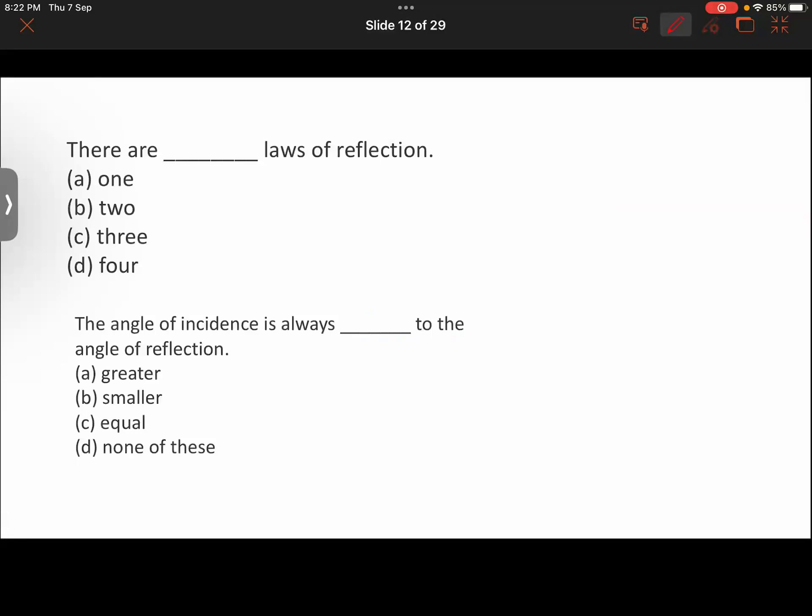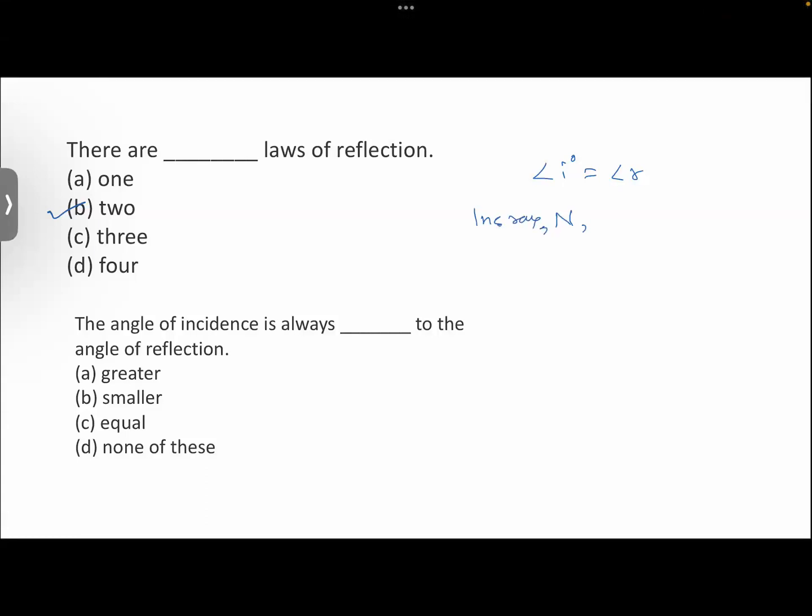Before that, I've got a few more questions. How many laws of reflection have we studied? Two. Only two laws. The first law states that angle of incidence is equal to angle of reflection, no matter what the situation is. The second law says that the incident ray, the normal, and the reflected ray all lie in the same plane.